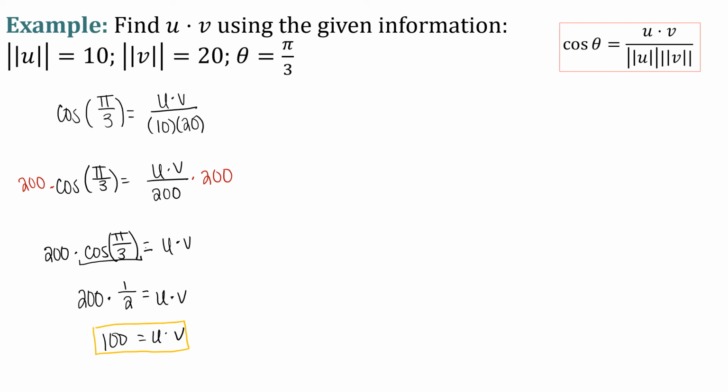And there's our answer. Remember that the dot product is a scalar, a simple number. So we should have a number as our answer, which we do here. We don't have a vector, we have a number. And that is what it should be. So that concludes our video for using dot product and finding angles between vectors.